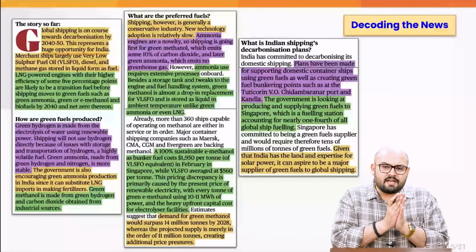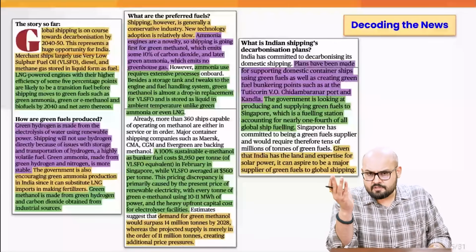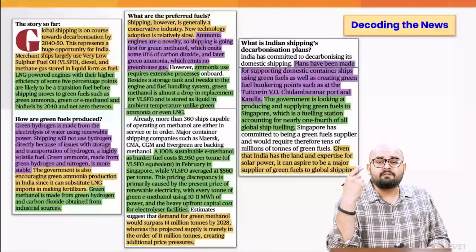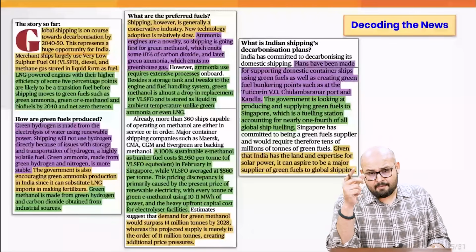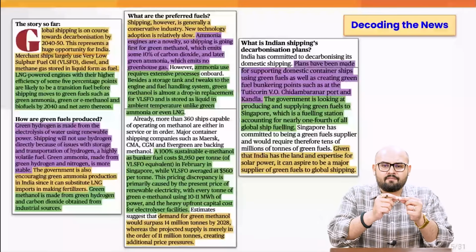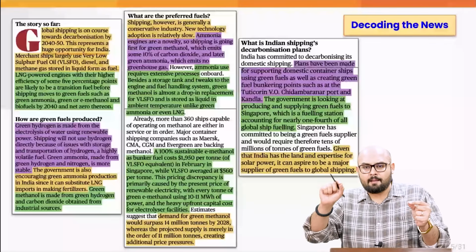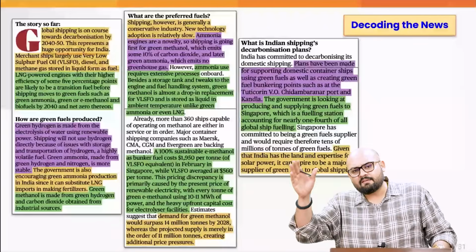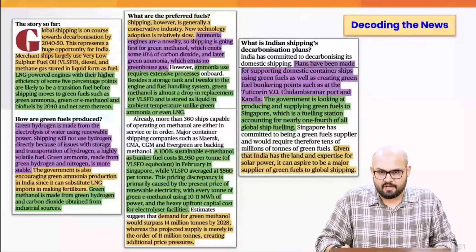So the kind of alternatives we have: first we have green hydrogen, but it cannot be used in ships because of storage concerns. Then we have green methanol, which can be used. And finally, we have green ammonia. Now, we cannot have a sudden transition towards green ammonia. So therefore, we'll first have to use green methanol and then finally we'll have a transition towards green ammonia.